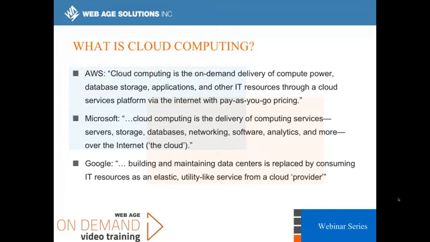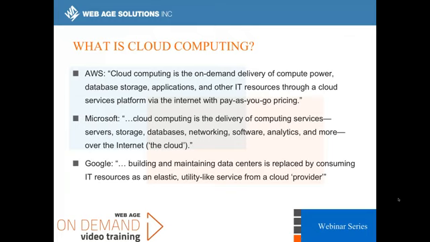So this evolves towards cloud computing, and we can see how this evolves based on the definitions that people give us. For AWS, it's the on-demand delivery of compute, storage, applications with pay-as-you-go pricing. Microsoft, same sort of thing. Delivery of compute services. Everything you can imagine for compute services over a network, over the internet.